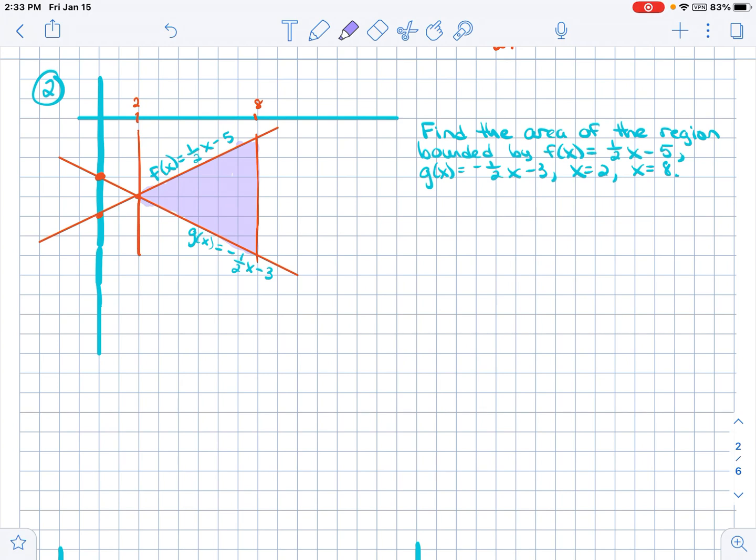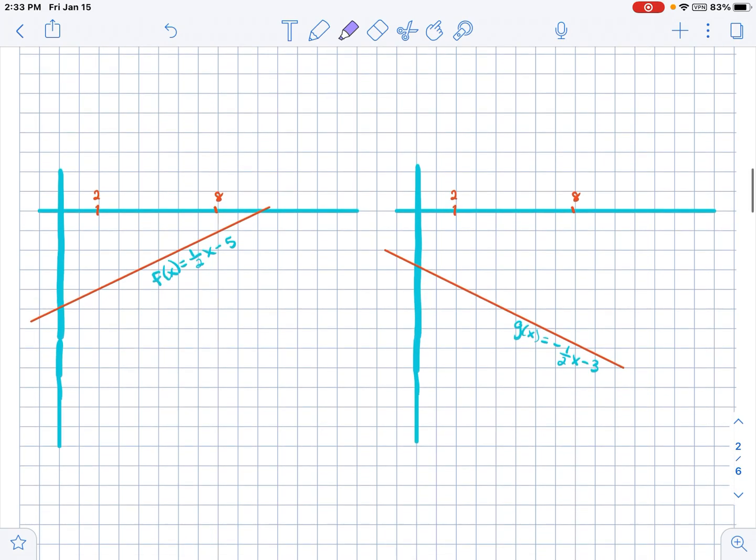So again, I've duplicated these functions down below. And if I look at the area under the curve from 2 to 8 for this first one, the integral from 2 to 8 of 1/2 x minus 5 dx. If we use the fundamental theorem of calculus backwards, 1/4 x squared minus 5x, from 2 to 8, that's 16 minus 40 minus 1 minus 10. So 16 minus 40 is negative 24, and then 1 minus 10 is negative 9. So negative 24 plus 9 is, wow, subtraction is my nemesis. Negative 24 plus 9 is negative 15.